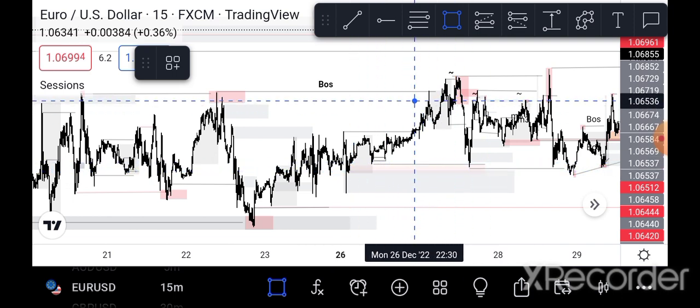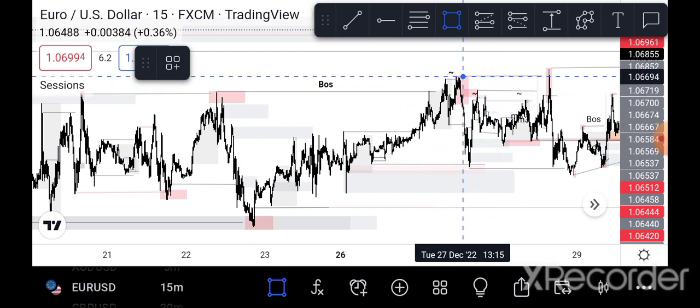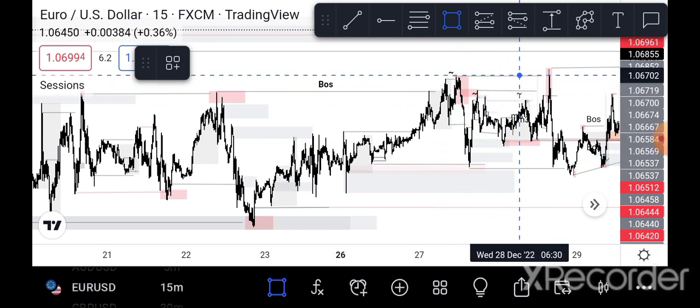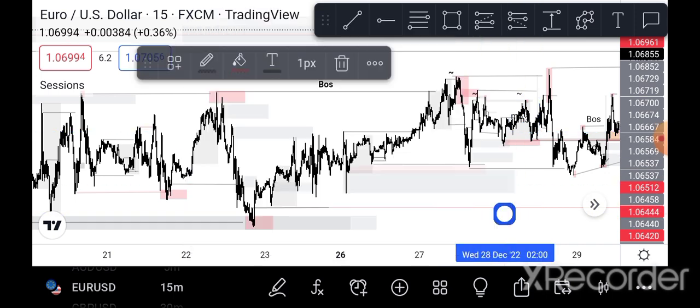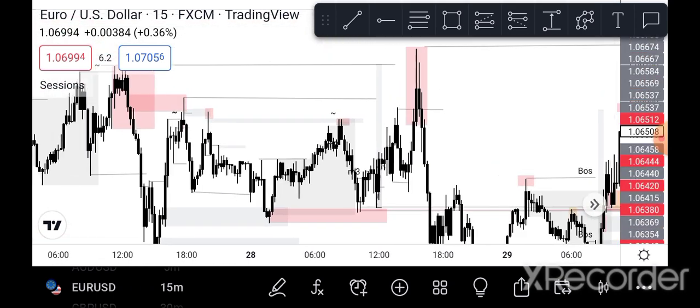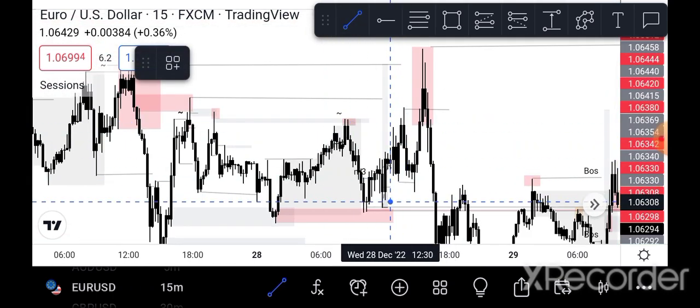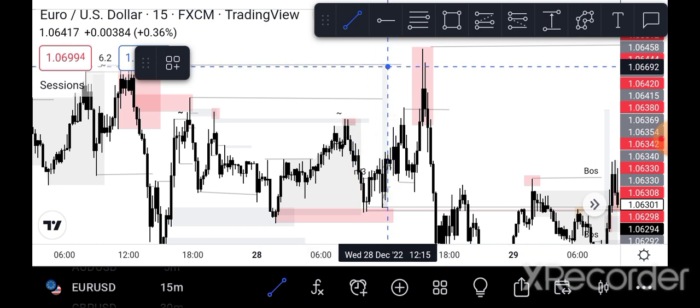So now, if we take a trade from here, what should we be targeting? We should be targeting the high. So when we took the buy from here, here will be our target. I see it. That will be the target.